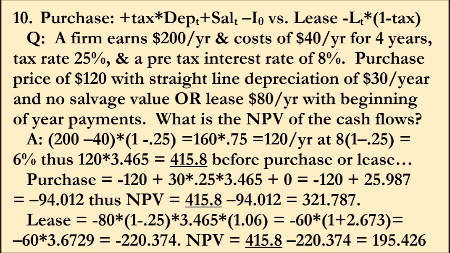For the lease, we have $80 going out. Remember, it's after tax, so it's now $60. And we're going to multiply it times the annuity factor a year earlier plus 1, because it's now payments 0 through 3. Or equivalently, taking the 1 through 4 year factor and increasing it by 6%. Regardless, that's a negative minus $220. Net present value $195, that's the $415 minus the $220.